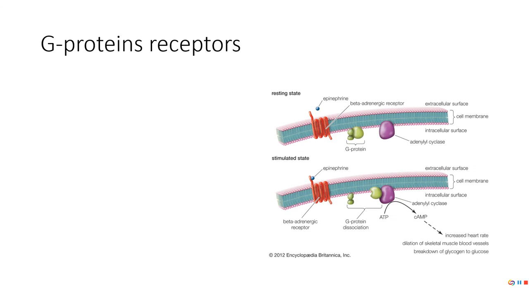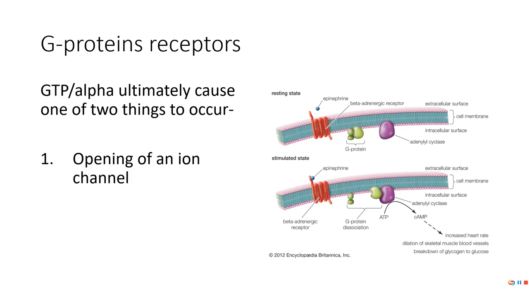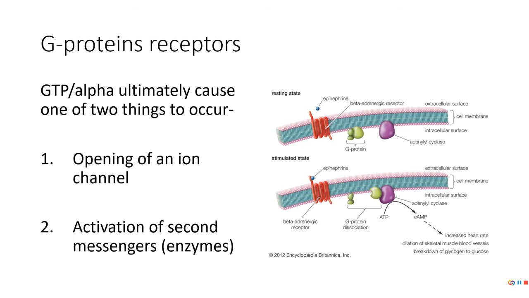Now, when GTP and alpha bind to a protein, one of two things happens. The protein that GTP and alpha has bound to is an ion channel that will now open, or the protein that GTP and alpha has bound to is an enzyme which will now be activated, that accelerates or makes it easier for a chemical reaction to occur.